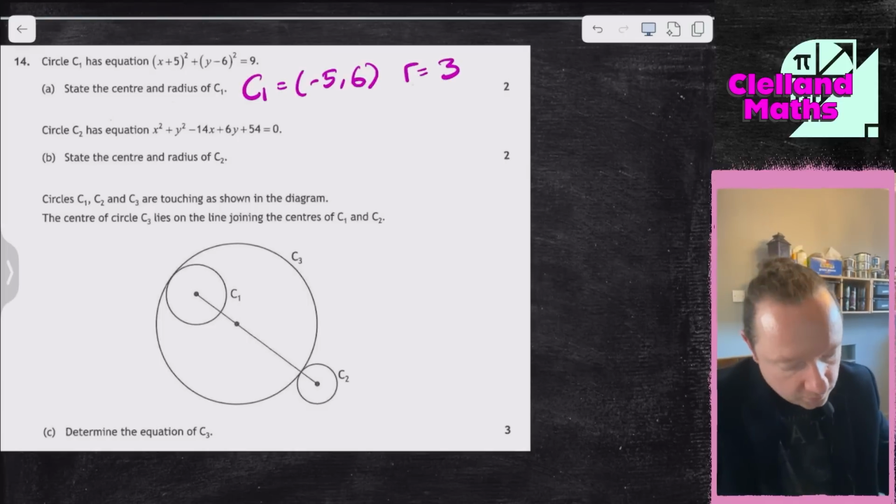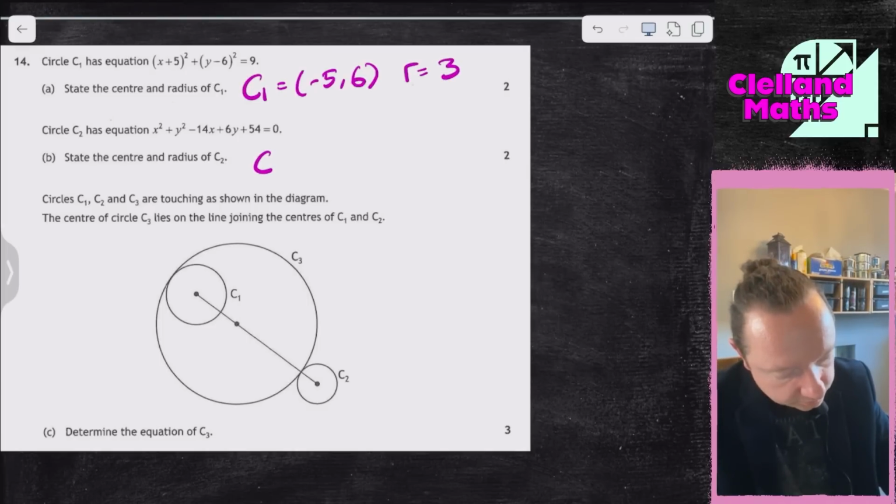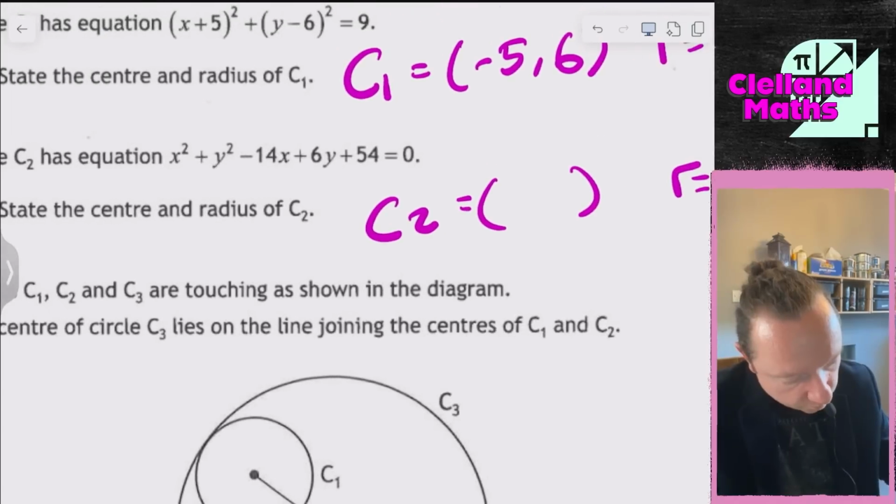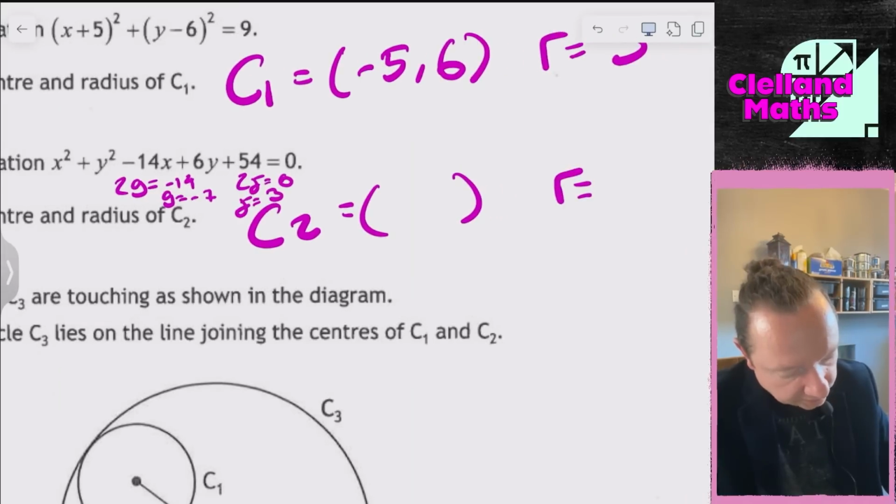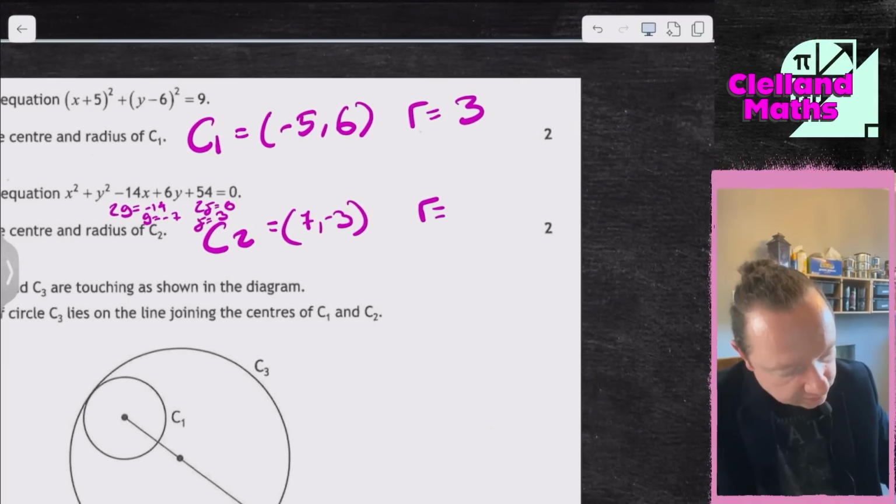So nothing major there. C2, that's radius as well. So minus g minus f. So 2g is 14, well, minus. So g is minus 7. 2f is 6, so f is 3. So it's minus g minus f, 7 minus 3. The radius is the square root of 7 squared plus minus 3 squared minus the 54 in the end.